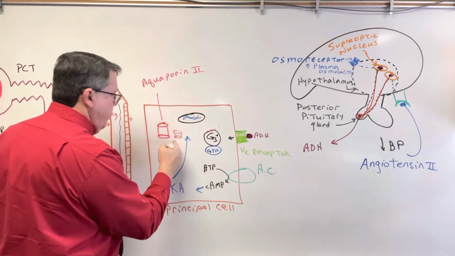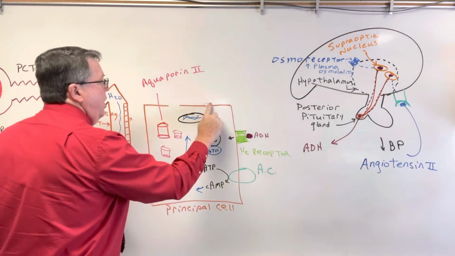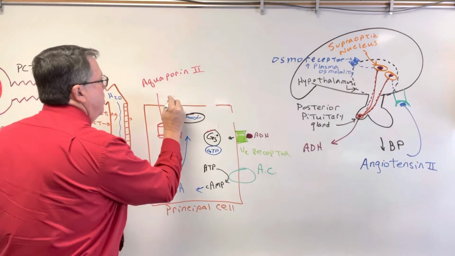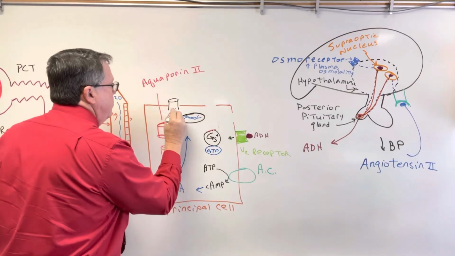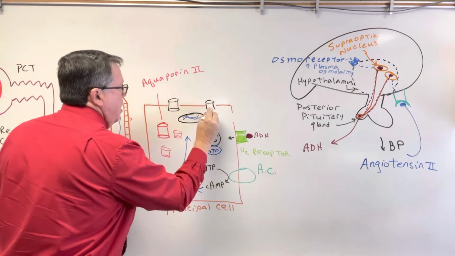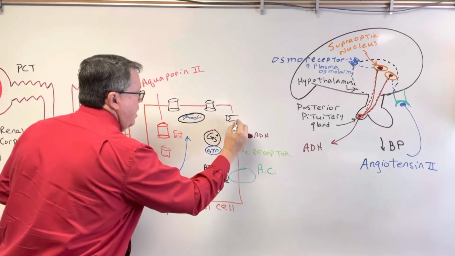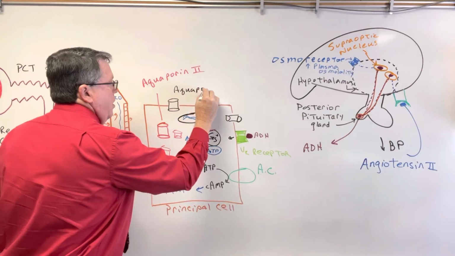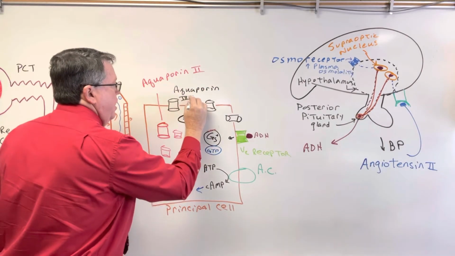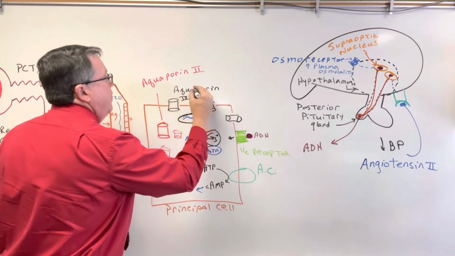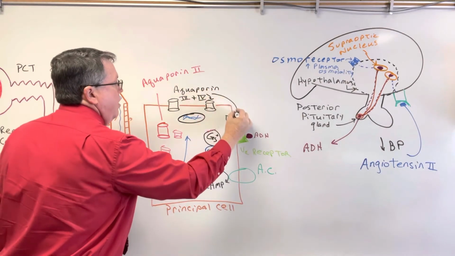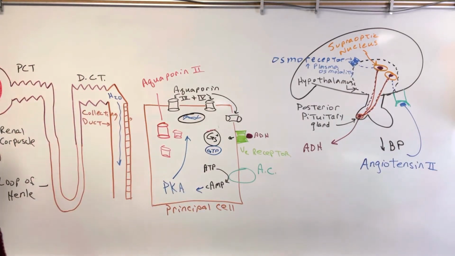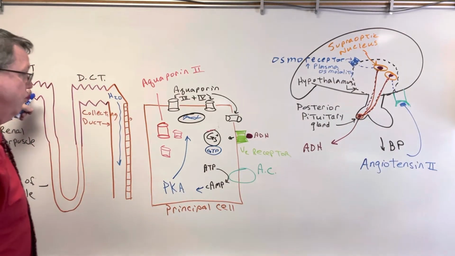Now, really quick before we talk about those, on the cell membrane of these principal cells, we actually have other proteins called aquaporin 3 and 4. So this is going to be aquaporin 3 and 4 that are going to be on this membrane. So I have aquaporin 2, 3, and 4. Where's aquaporin 1? It was all the way over here at the proximal convoluted tubules where those can be found.